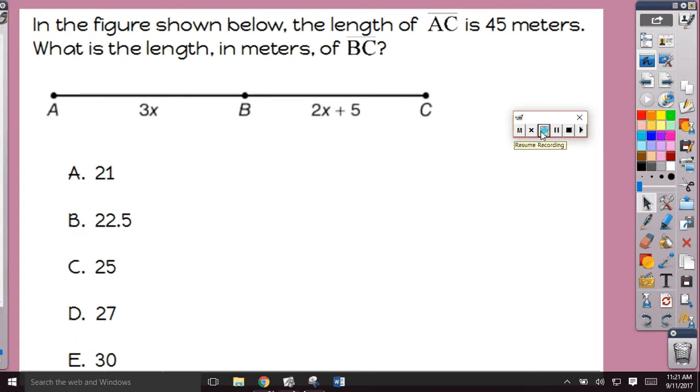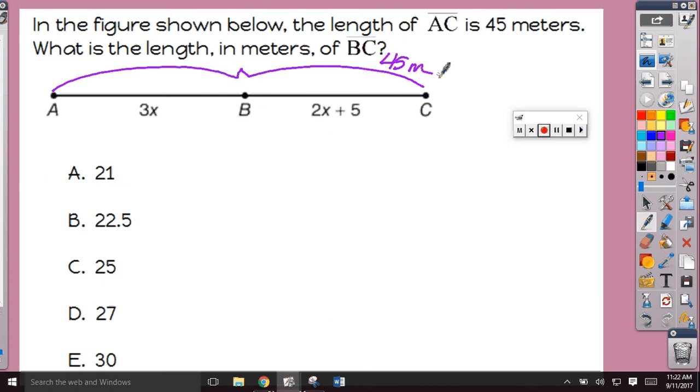Alrighty, so in the figure shown below, the length of AC, which is what part of the line? The whole thing, right? AC is 45 meters long. Okay, so I'm going to do this number, and that's 45 meters. Okay, what is the length in meters of BC?